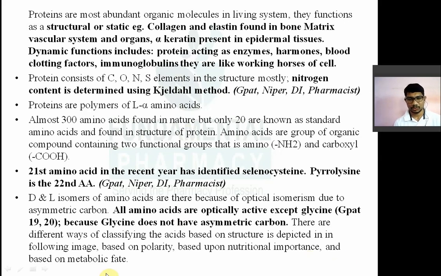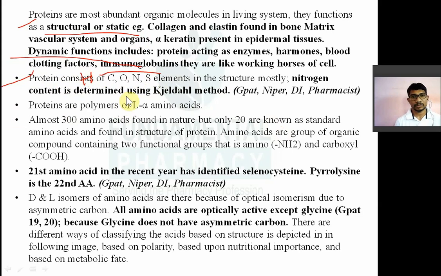Proteins are nothing but the polymer of amino acids, and your protein will have different kinds of functions, like static function and dynamic function. Then protein molecule consists of these 5 atoms: carbon, oxygen, nitrogen, sulfur, and hydrogen. So out of that, carbon is 55%, oxygen is 16%, nitrogen is around 10%, sulfur is around 1% or 0.1%, hydrogen is around again 10%.